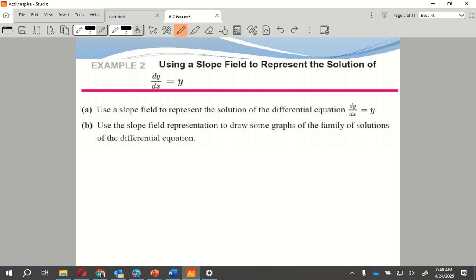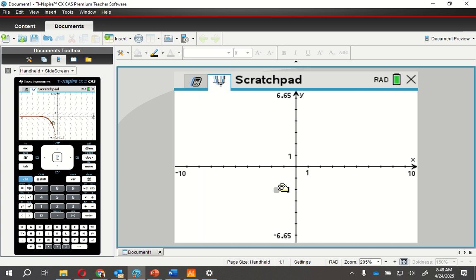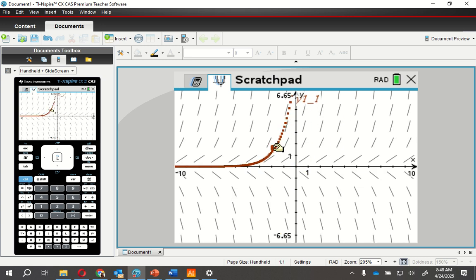All right, so we have that one. Use slope field to represent solutions. Use slope field to draw some graphs of the family of solutions to the differential equation. So that's what we have here. With any given coordinate, I could change this according to whichever point I want it going through.